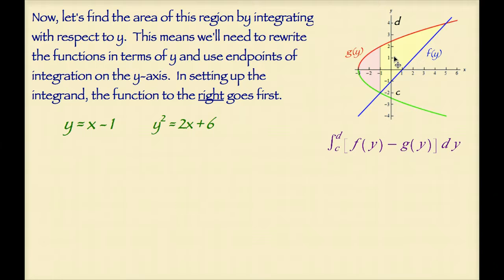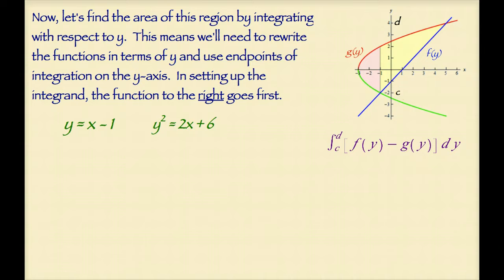Now, let's find the area of this same region by integrating with respect to y. This means we'll need to rewrite the functions in terms of y and use endpoints of integration on the y-axis. In setting up the integral, the function to the right goes first. Right function minus left function. But notice for this region, the right function minus the left function gives us this entire area. Therefore, we're only going to need one integral, f of y minus g of y from c to d.